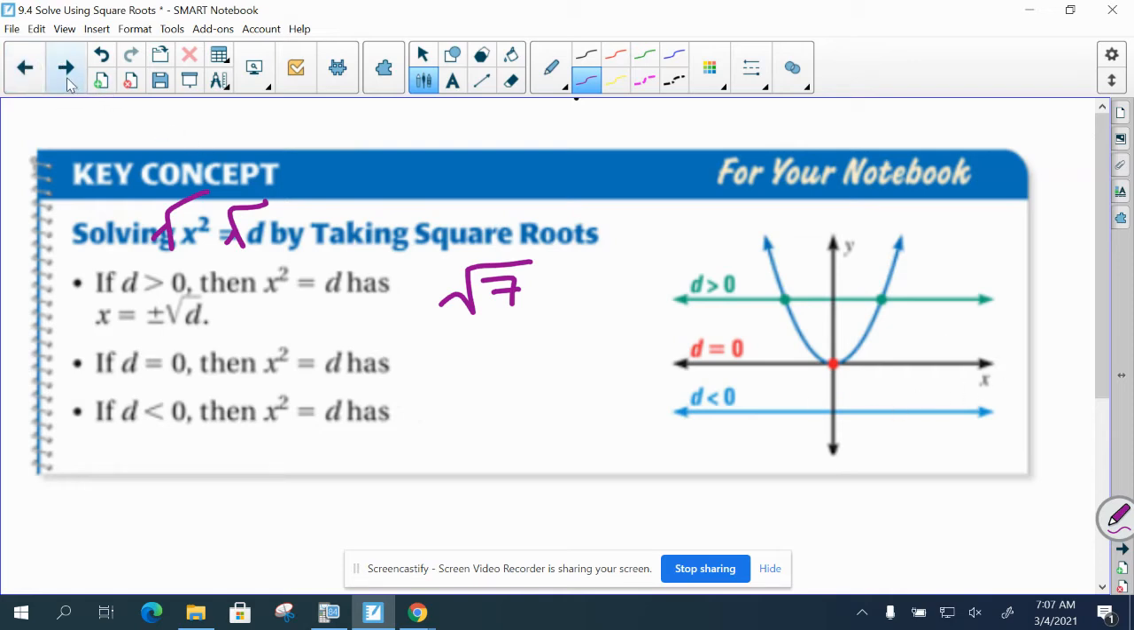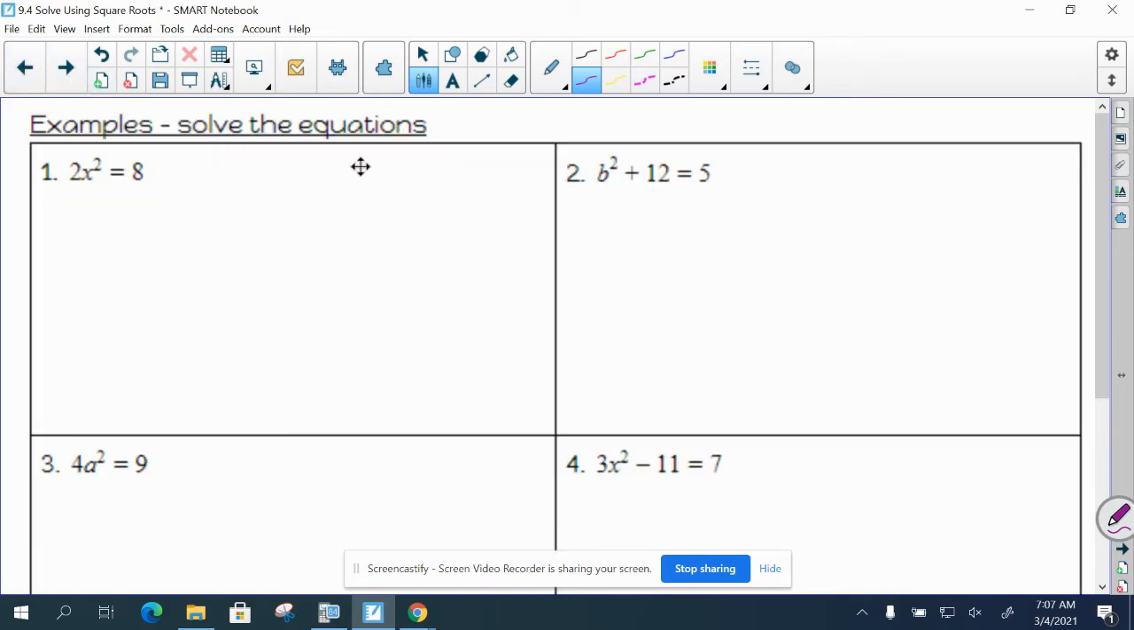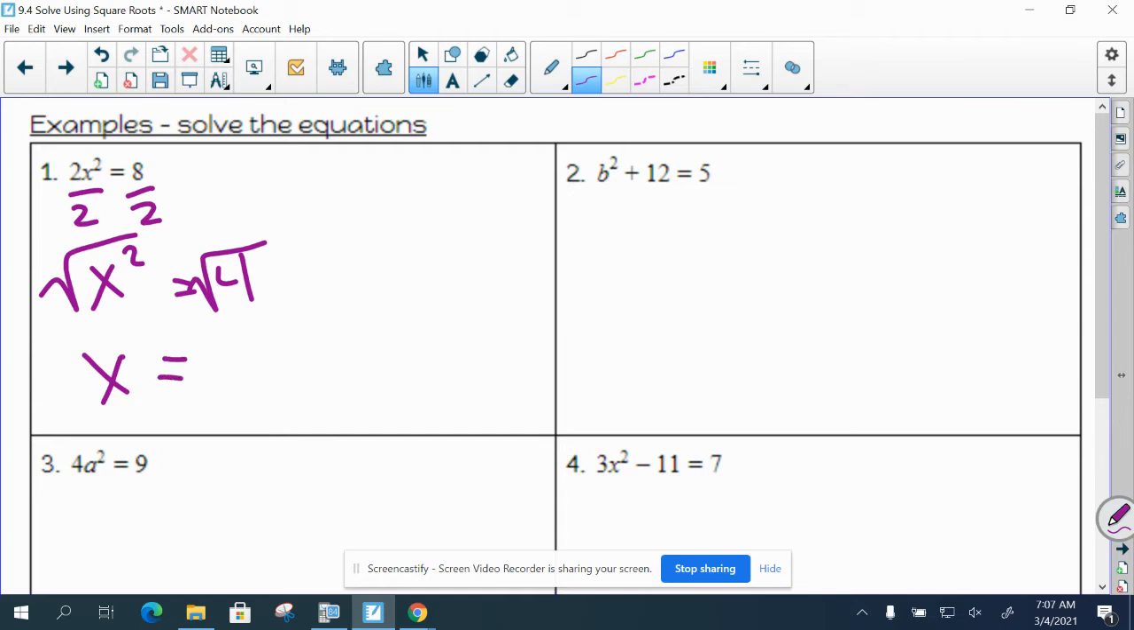Okay, so here's some first examples. Here, if we wanted to solve for x, we would first divide by the 2 on both sides. So we get x squared equals 4. Then, if we wanted to solve for x, we would take the square root of both sides. Now, here's the thing. This is x equals, so what's the square root of 4? Well, if you type it in your calculator, it'll give you 2.